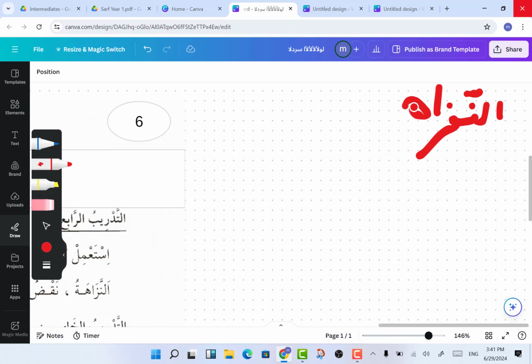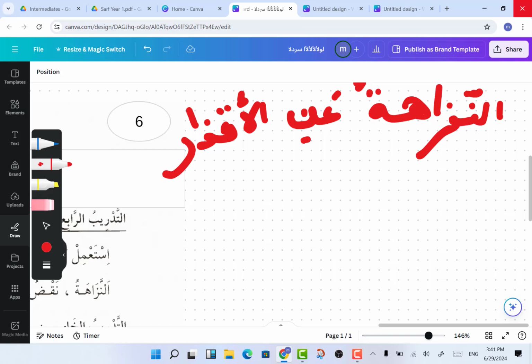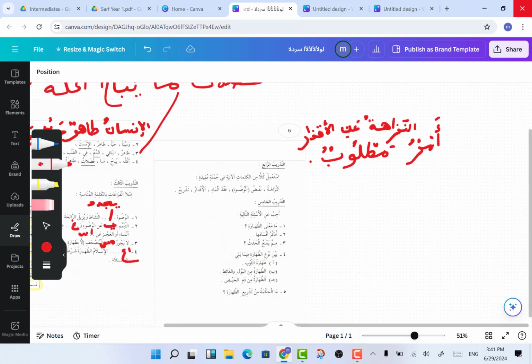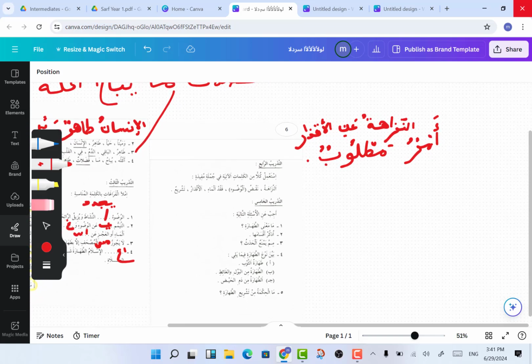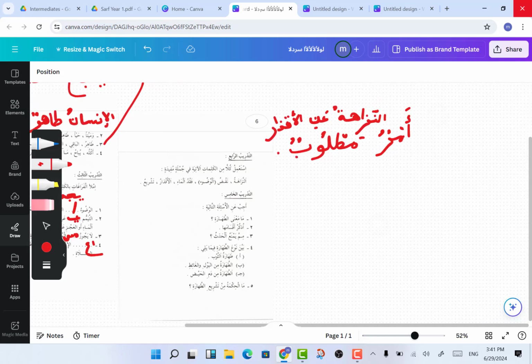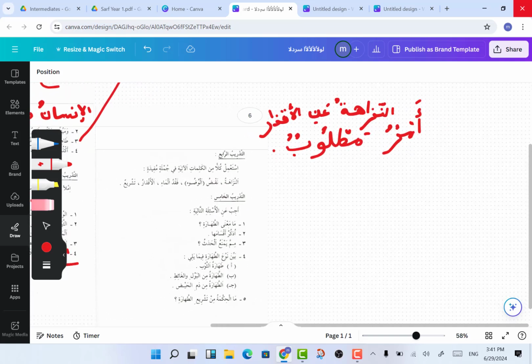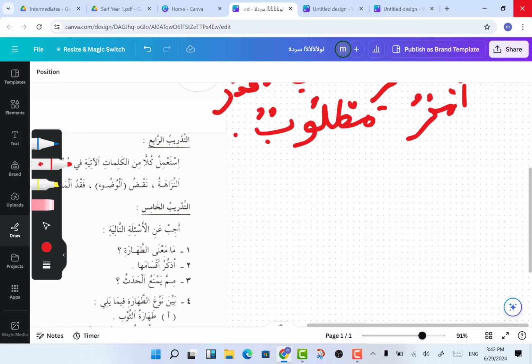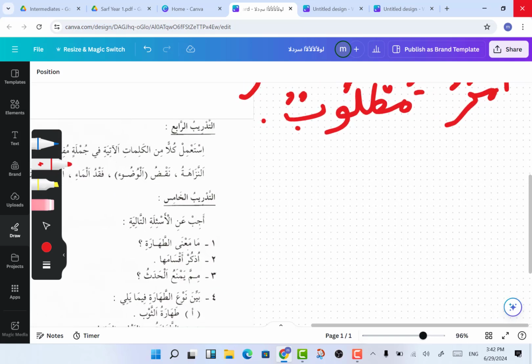النزاهة عن الأقدار أمر مطلوب. That's my sentence for النزاهة. Distancing oneself from filth is an affair that is what? Encouraged, that is requested, that is the Sharia has required us to do that.